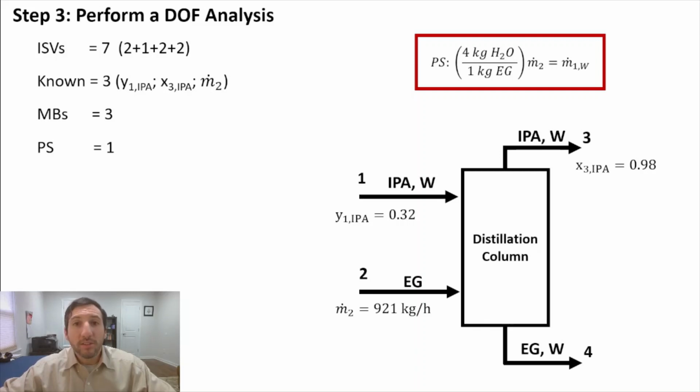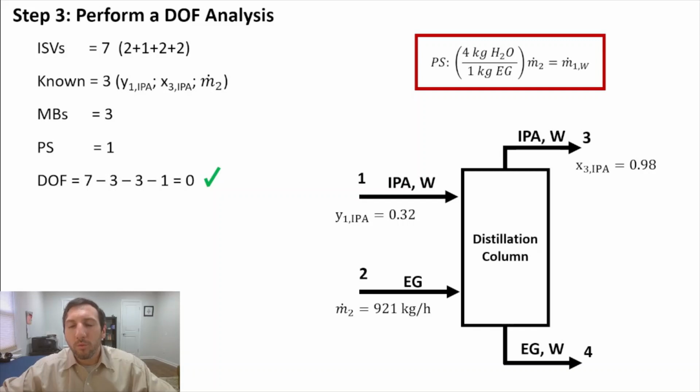And so we take our ISVs and we subtract out the knowns, the material balances, and the process specifications. When we do that, we get 0 degrees of freedom. What that means is I have just enough information to solve this problem. So we can go ahead and work on solving the problem.